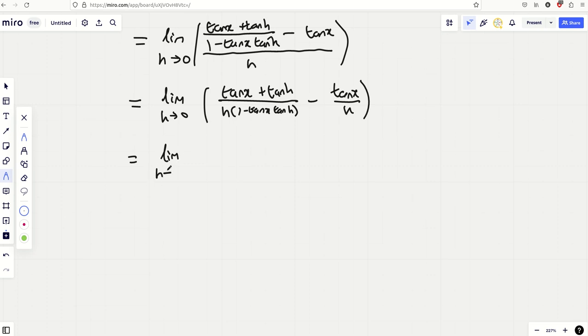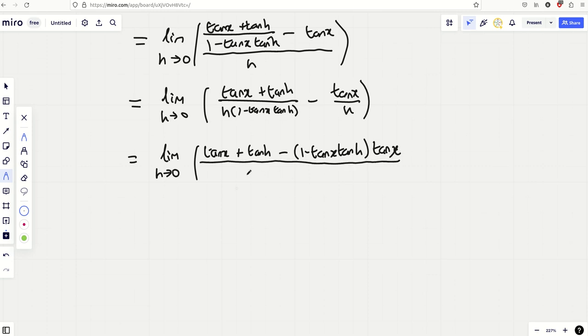So what is this? This is a limit as h tends to 0 of, okay, right, let's actually combine these fractions. This one needs to be multiplied top and bottom by 1 minus tan x tan h. So we're going to have tan x plus tan h, so I'm going to try and write this as a single fraction, minus 1 minus tan x tan h multiplied by tan x, all over h times 1 minus tan x tan h. Really all I've done there is multiply this one, top and bottom, by this whole bracket, 1 minus tan x tan h. And then I've got a common denominator, so I've combined them.